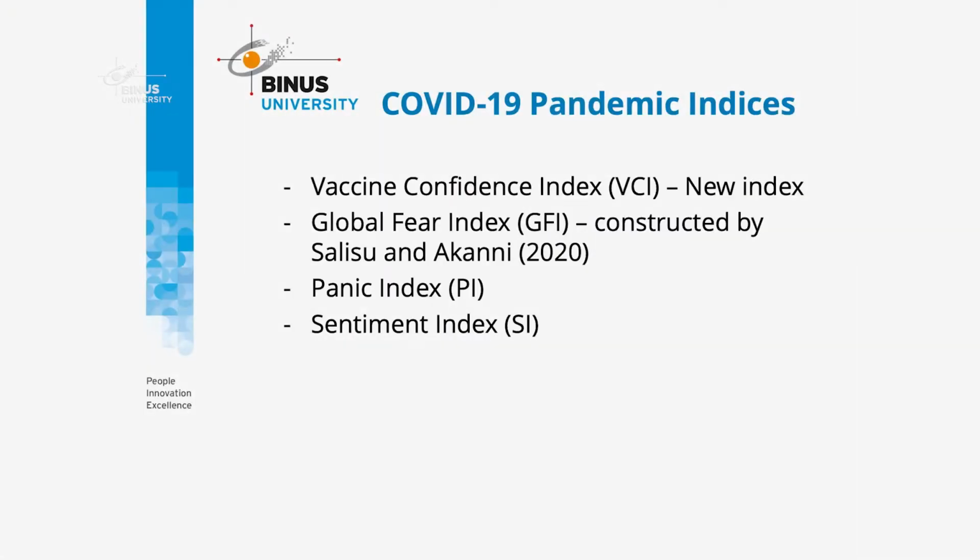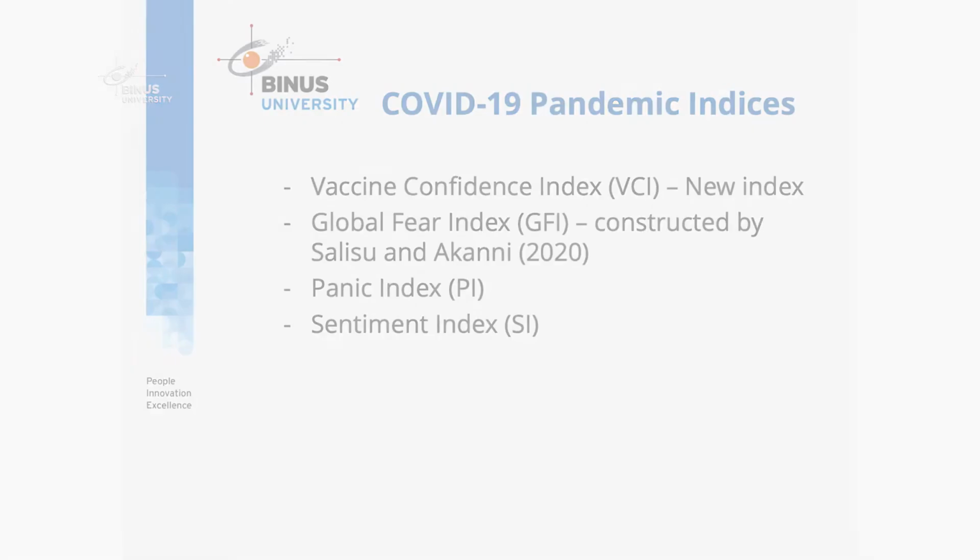So, there are four COVID-19 pandemic indices that we utilize in this research. First, the novelty of this research itself, the Vaccine Confidence Index or VCI. It is the new index. And then the one motivated by Salisu and Akani 2022, the Global Fear Index constructed by Salisu and Akani. And then the Panic Index and Sentiment Index. So what are these four pandemic indices?